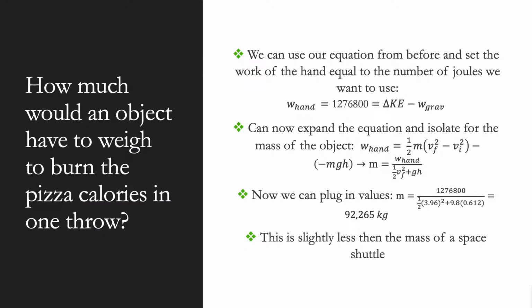So how much would an object have to weigh to burn off the pizza in one throw? We can use our equation before and set the work of the hand equal to the number of joules we want to use. We can now expand the equation and isolate for the mass of the object and plug in the values to find that I need an object that weighs 92,265 kilograms. This is slightly less than the mass of a space shuttle.